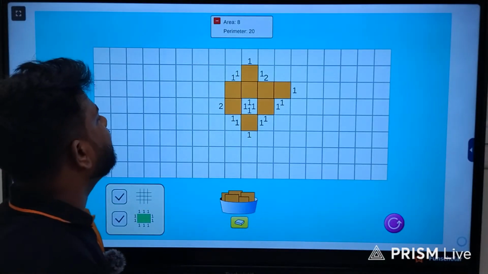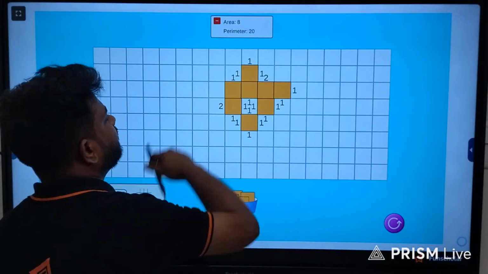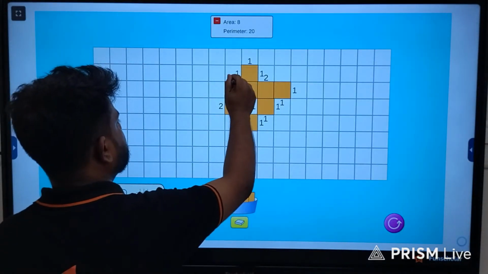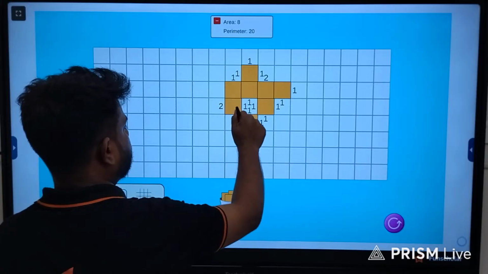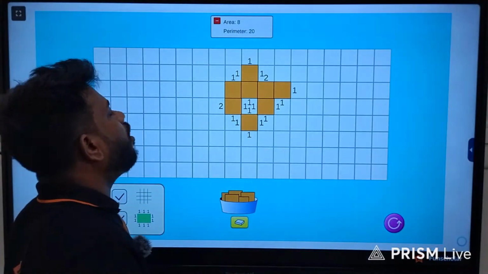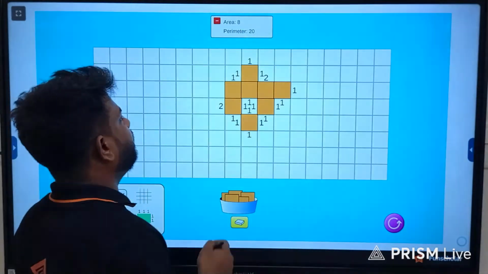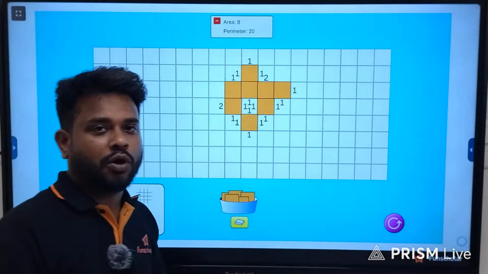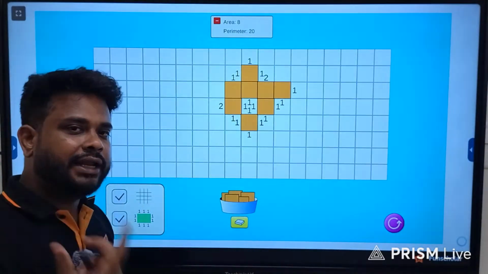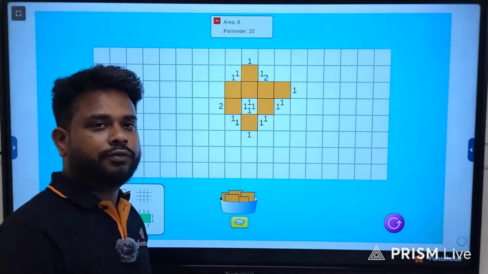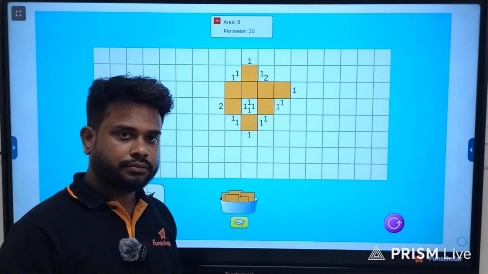So you can see, if we add all of them, we can find the perimeter, that will be 1 plus 1 plus 1 plus 2 plus 1 plus 1, and it will be 20. And the area of this figure will be, it has 1, 2, 3, 4, 5, 6, 7, 8 blocks, each having an area of 1 square meter. So 8 into 1, that will be an area of 8 square meter. Okay, done.